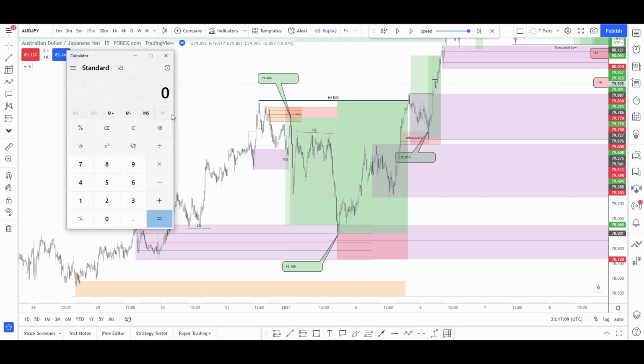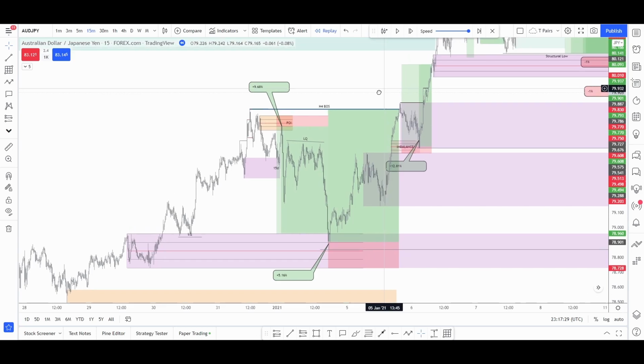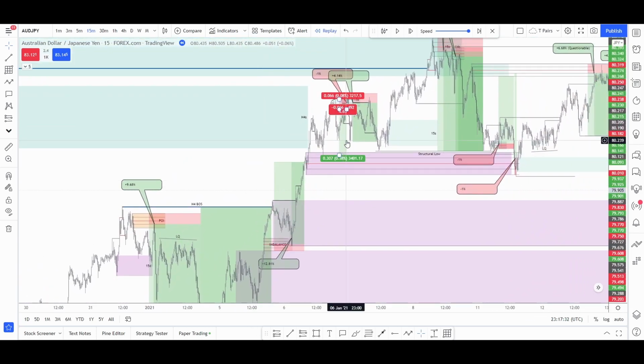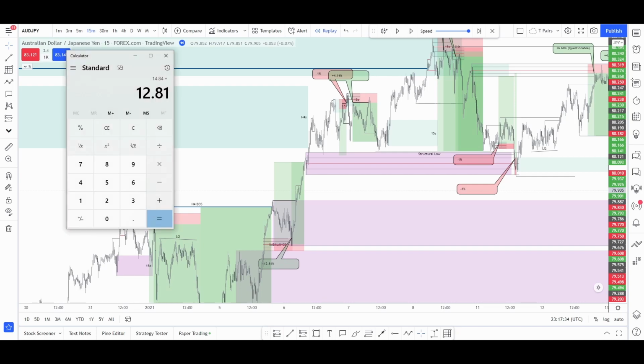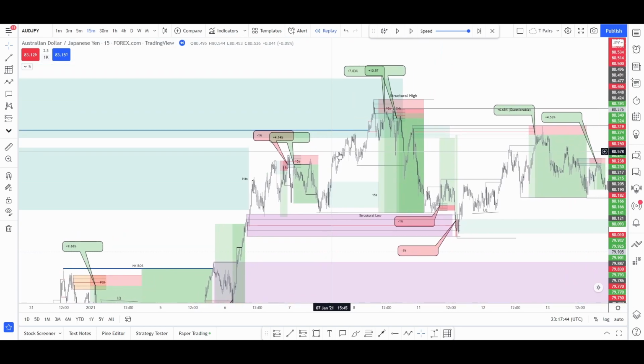So trade number 1 was 9.68 plus number 2, which is 5.16, and then plus 12.81, boo, minus 1, plus 4.14, then what? Oh, 2 wins, not bad.